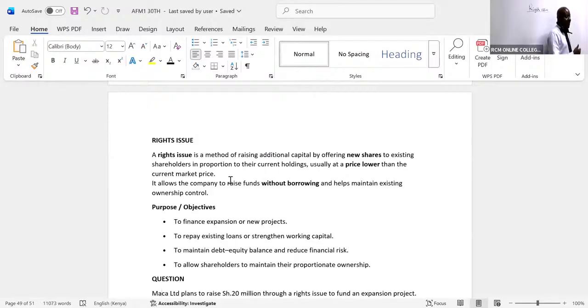You as a finance manager, what do you think are the main reasons or purposes why you should go for a rights issue? Yeah, we are going for a rights issue, of course, to raise capital, isn't it? Yeah, if we want to raise capital for new projects, to pay our debts.